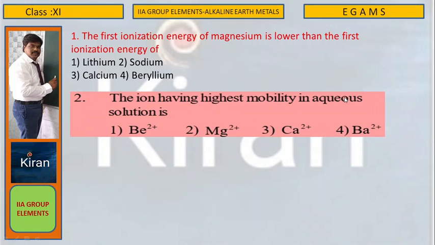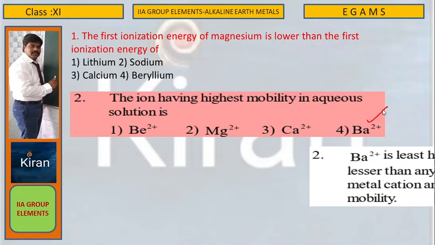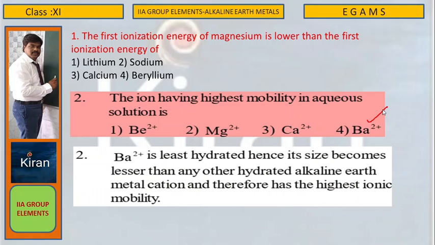The ion having highest mobility in aqueous solution. Highest mobility means low hydration power. Low hydration power, low holding capacity element, which one you have to find out. Yes, the second option, the big size atom holds less number of water molecules. The mobility is highest in barium. Barium is least hydrated, hence its hydrated size becomes lesser than any other hydrated alkaline earth metals and therefore has the highest ionic mobility.